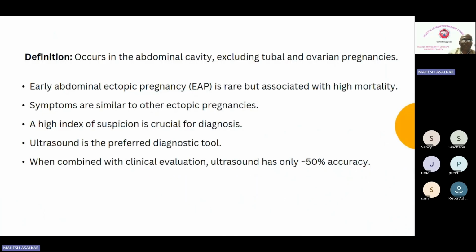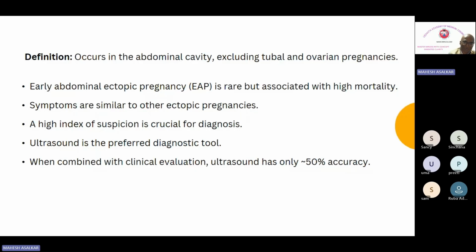So what is the definition? It occurs in the abdominal cavity, excluding the tubal and ovarian pregnancies. So here the tubal and ovarian pregnancies are excluded. The pregnancy is in the abdominal cavity. Early abdominal ectopic pregnancy is rare but associated with high mortality. Symptoms are similar to other ectopic pregnancies. A high index of suspicion is crucial for diagnosis.